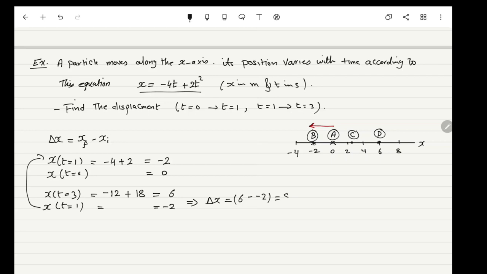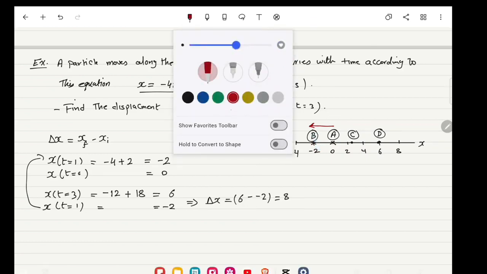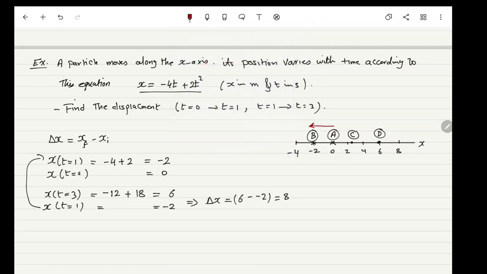minus 2, which equals 8. And if we look at this diagram here, the particle is originally at B, then the particle moves from position B, minus 2, this one here, to position 6, which is this one here. So the particle actually moves from this position directly to position D. Okay.